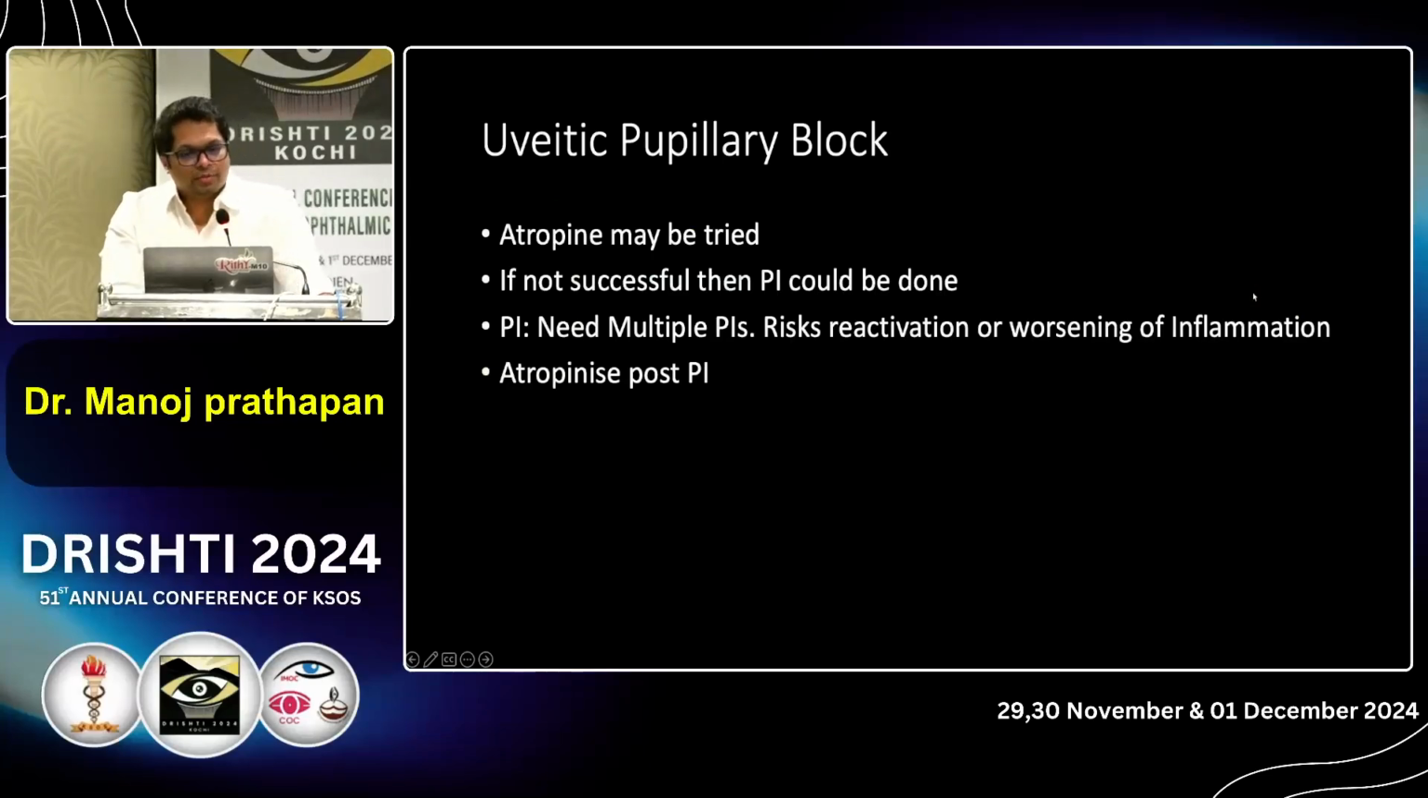Next, coming to uveitic pupillary block, this pupillary block is because of either occlusio pupillae or seclusio pupillae. You can have a fibrin membrane covering the pupil or 360 degrees posterior synechiae. So in such situations, intense steroids and atropinizing the eye is the treatment. If it's not successful, we can do a PI. We may need to do multiple PIs, and they should be larger than what we normally do because they have a tendency to fibrose.